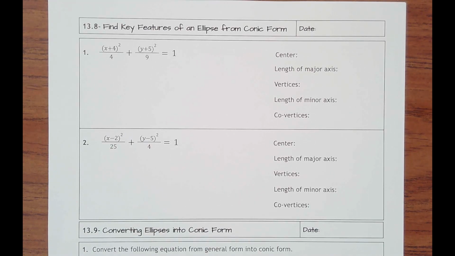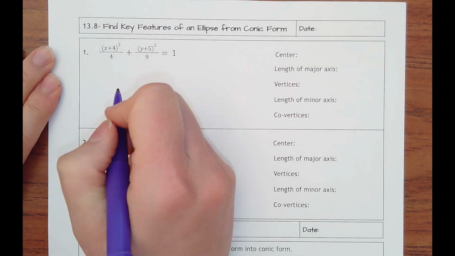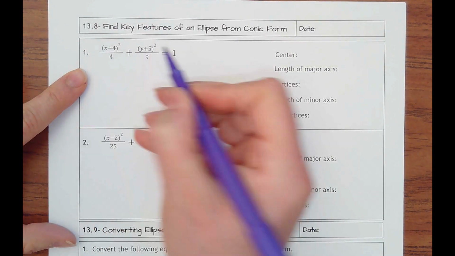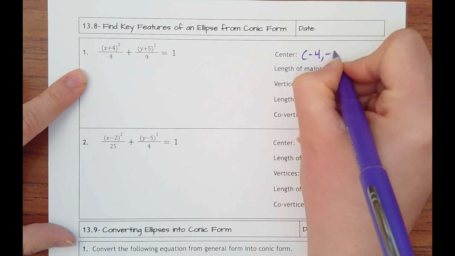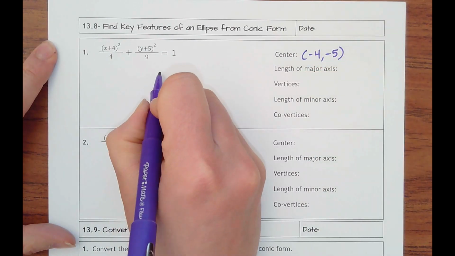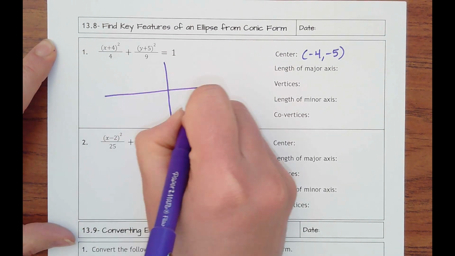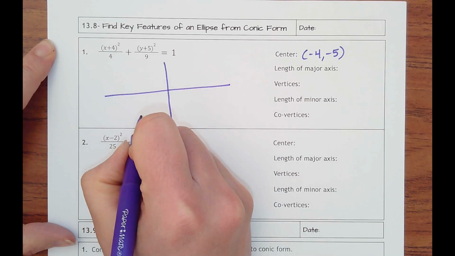Lesson 13.8 is now finding key features of an ellipse from the conic form. So we don't have a graph, but we can of course sketch one to help us pick out this terminology, these features. So first let's pick out the center. That's at -4, -5. And I'm going to graph that. It's down here.